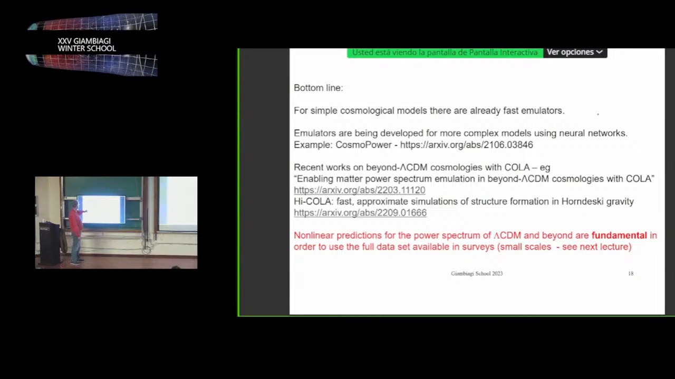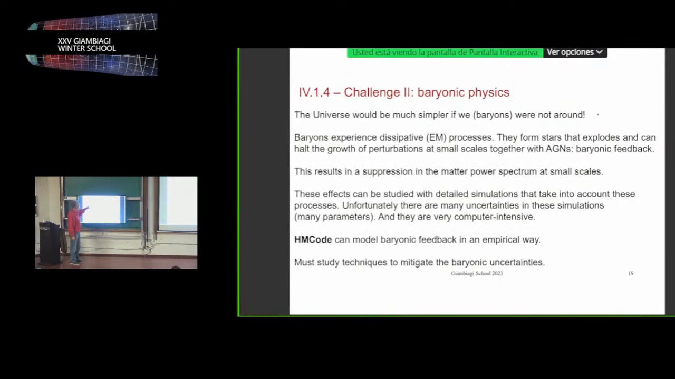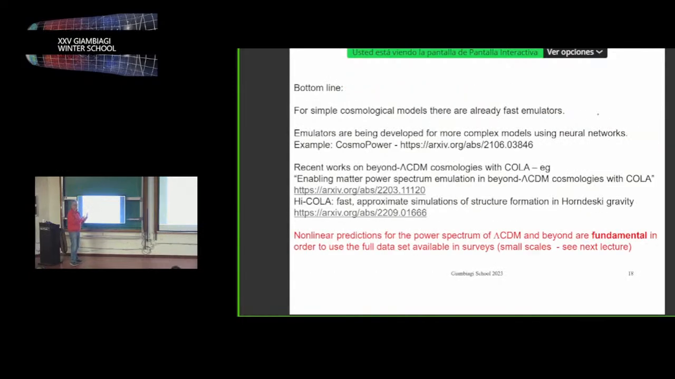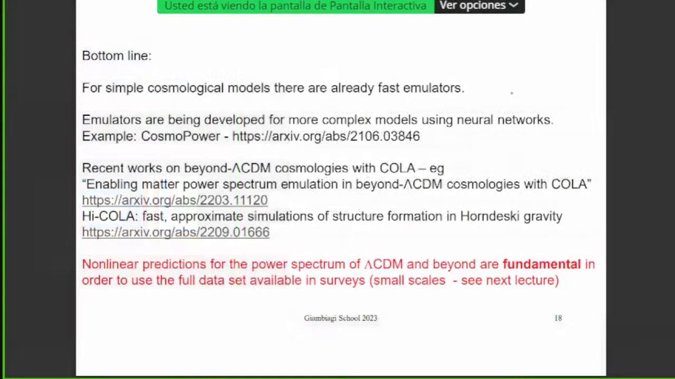So now I'm going to the next challenge. So before going to the next challenge, are there any questions about this challenge that we have? Yes.